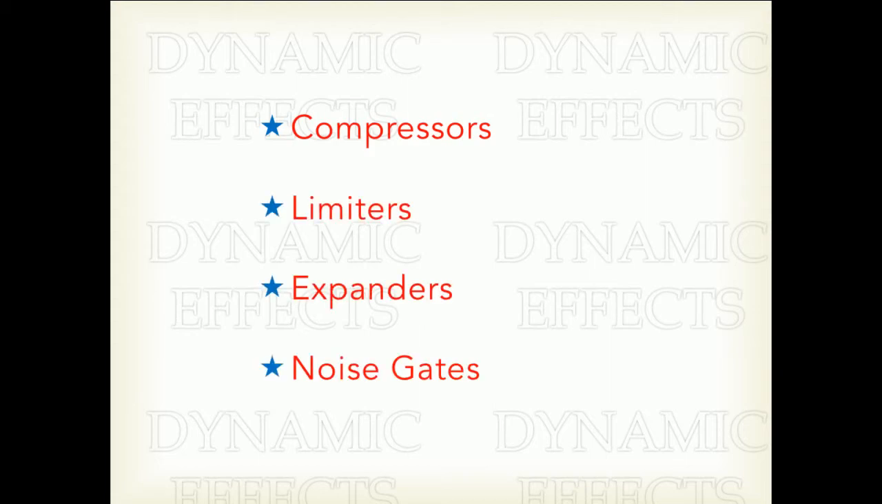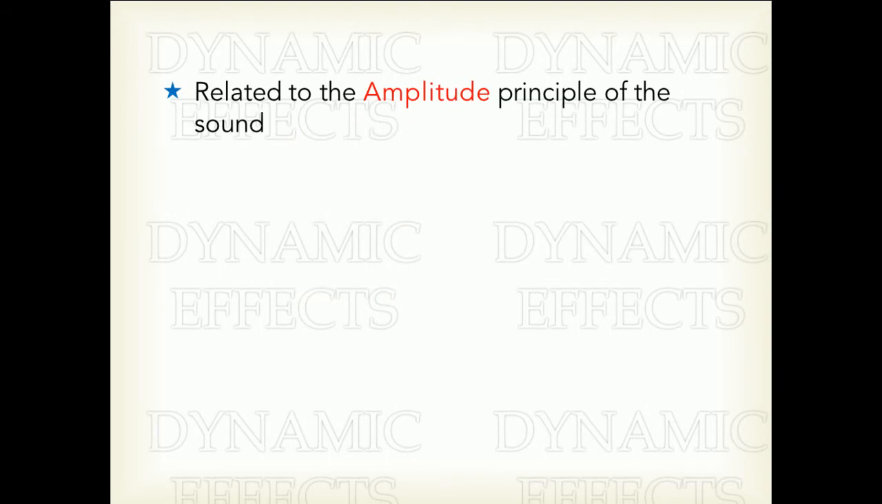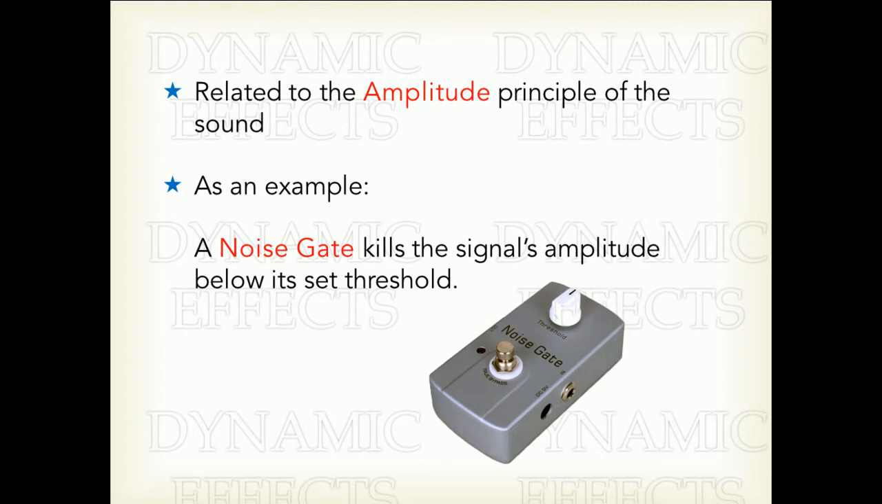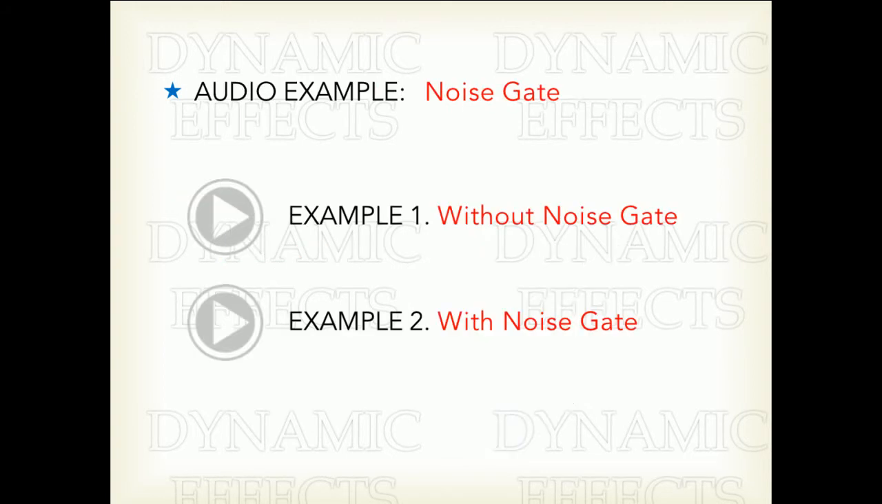Effects in this group are compressors, limiters, expanders, and noise gates. These effects are related to the amplitude of sound. This means that they control the volume of sound over time based on different things. For example, noise gates kill the signals that have very low amplitudes, which we call noise. Let's hear an example of how a noise gate, which is a dynamic effect, functions.